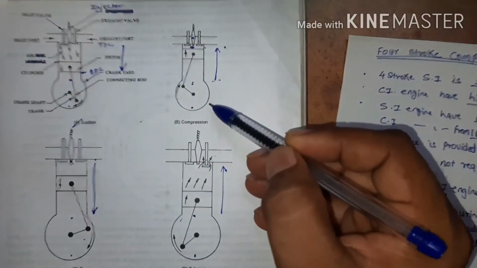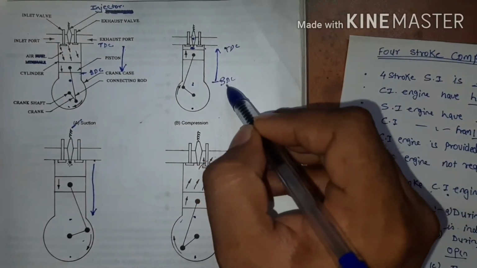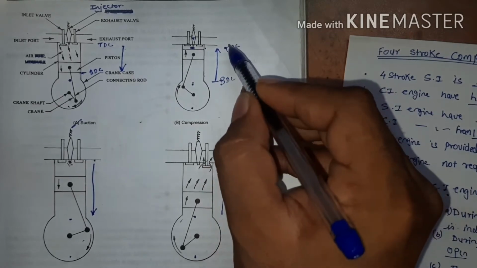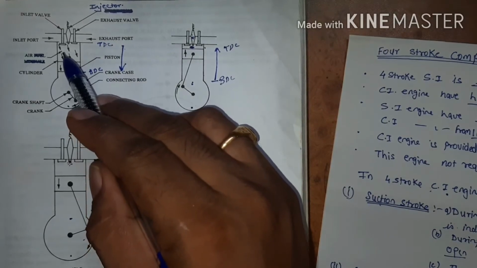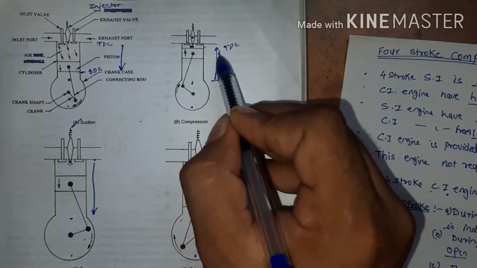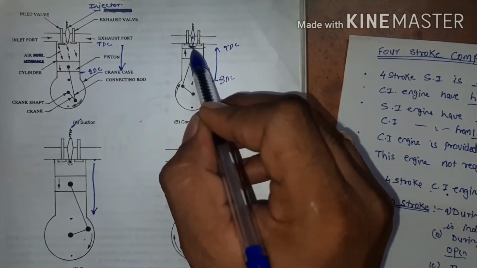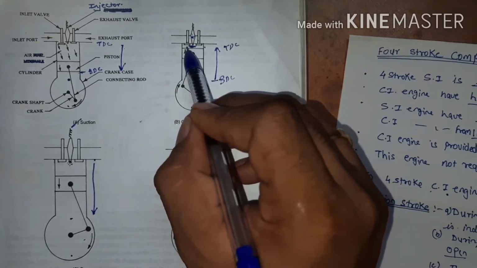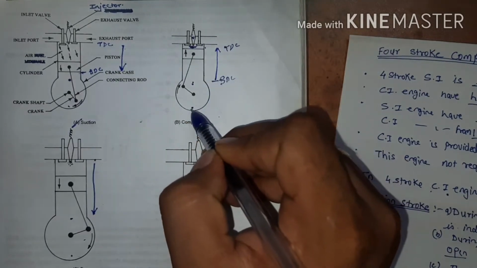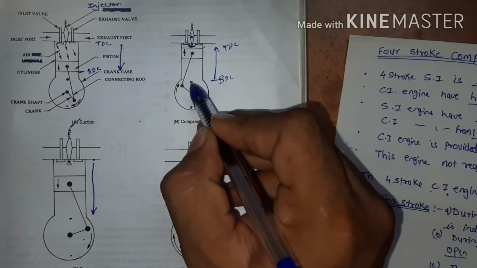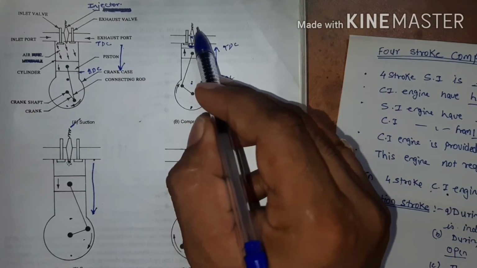Here, this is the compression stroke of the C.I. engine. During the compression stroke, the piston moves from bottom dead center to top dead center. The air which is inducted during the suction stroke is highly pressurized and compressed into the clearance volume. The clearance volume is the volume above the piston surface and below the cylinder head. The crankshaft rotates from 180 degrees to 360 degrees, and both the inlet valve and exhaust valve remain closed during this stroke.